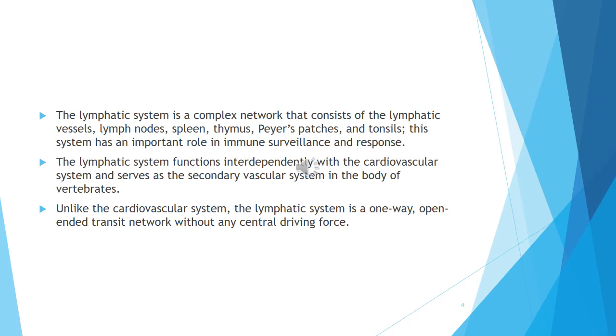The lymphatic system is a complex network that consists of the lymphatic vessels, lymph nodes, spleen, thymus, Peyer's patches, and tonsils. This system has an important role in immune surveillance and response. The lymphatic system functions interdependently with the cardiovascular system and serves as a secondary vascular system in the body of vertebrates. Unlike the cardiovascular system, the lymphatic system is a one-way, open-ended transit network without any central driving force.